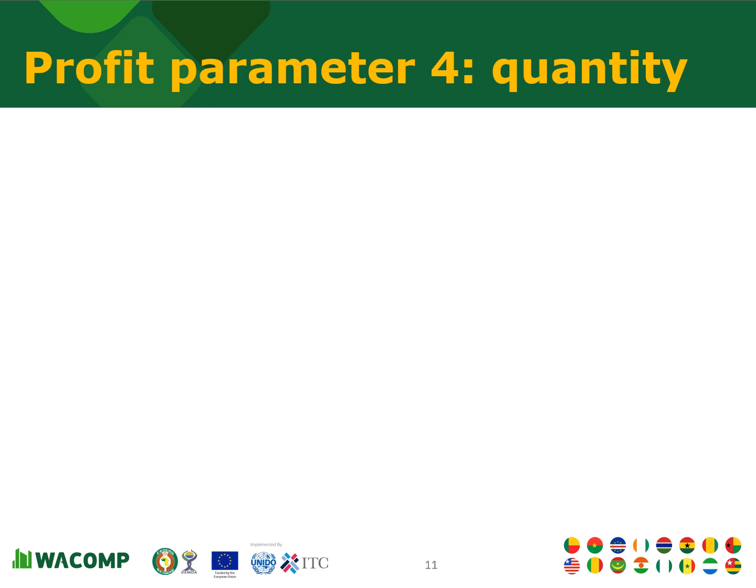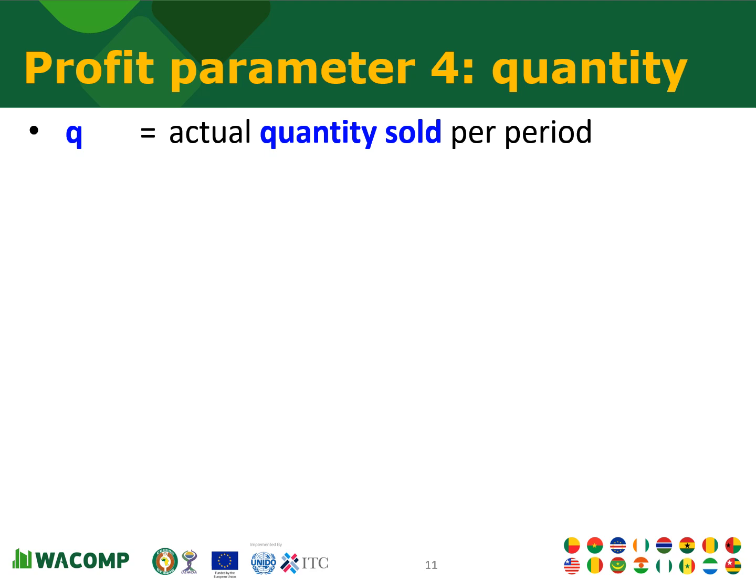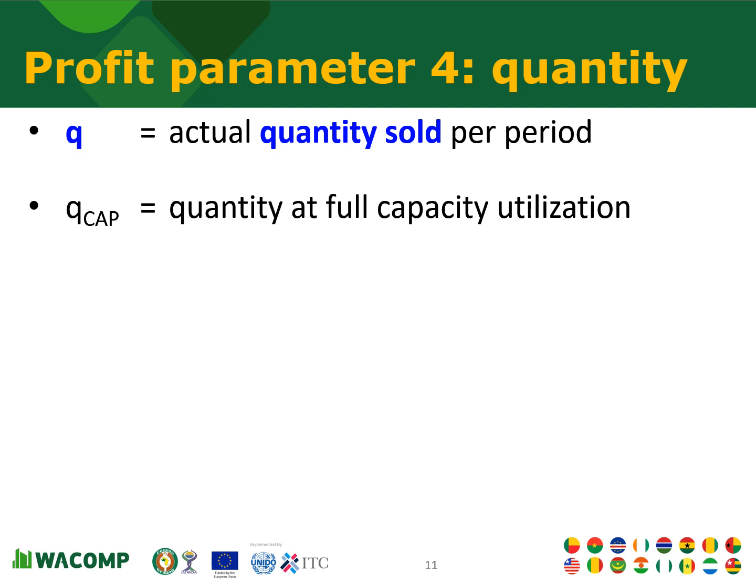Profit parameter number 4, quantity. Q, the actual quantity sold in a certain period. Usually the period is 1 year. Another important Q is Q cap, the quantity that you can produce at full utilization of your installed capacity. It is usually the capacity of your machines.